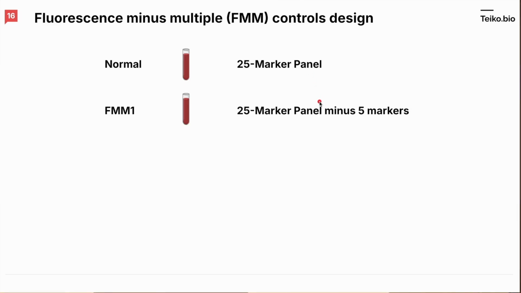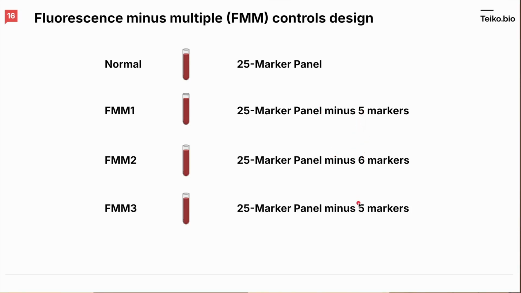Then we take out 5 markers, call it FMM1, fluorescence-minus-multiple 1. We take out another 6 markers, not the same 5 markers, FMM2. Then we go to FMM3, which is another 5 markers, not covered in 5 or 6, and FMM4, which is another 5 markers, not covered in these 3.